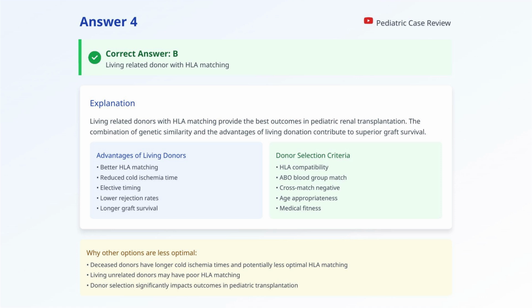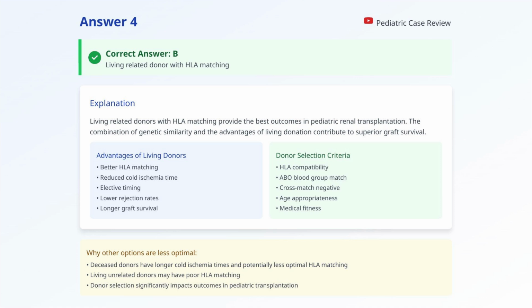Living related donors with HLA matching provide the best outcomes in pediatric renal transplantation. The combination of genetic similarity and the advantages of living donation contribute to superior graft survival. Advantages of living donors include better HLA matching, reduced cold ischemia time, elective timing, lower rejection rates, and longer graft survival. Donor selection criteria include HLA compatibility, ABO blood group match, negative cross-match, age appropriateness, and medical fitness.